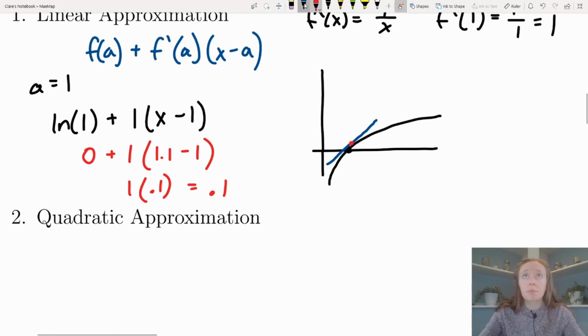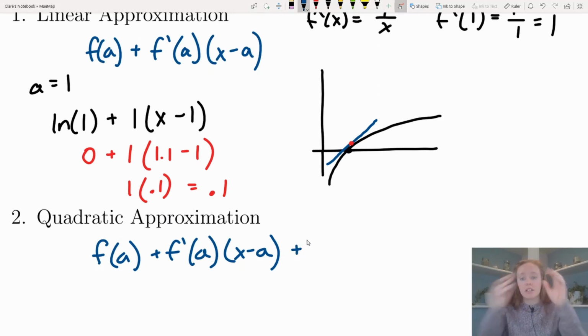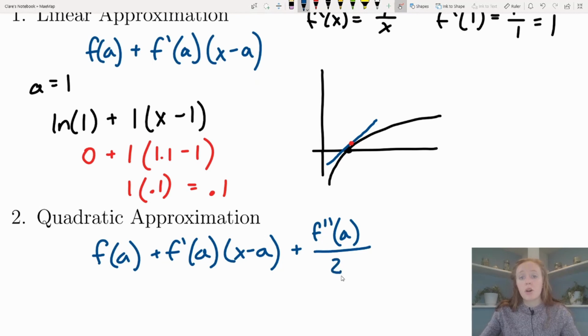So our quadratic approximation is built by our linear approximation, which is f of a plus f prime of a times x minus a. So here was our degree of 1, but we're going to add on something to a second degree. And that's going to be the second derivative, so f double prime of a all over 2, or this is really a 2 factorial that's equivalent to 2. So I'll write it as 2 times x minus a squared.